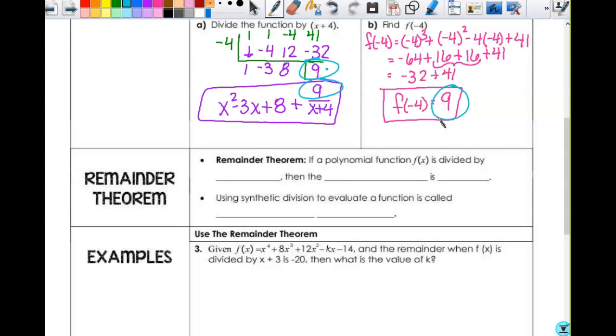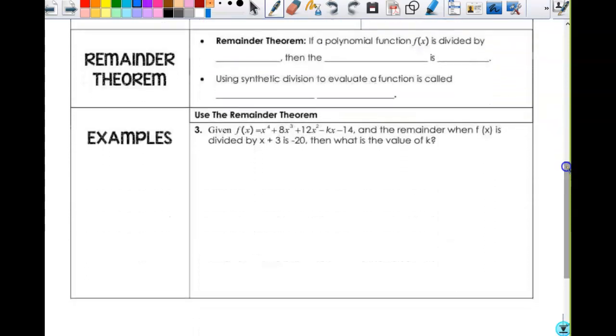So the remainder theorem then, off of that, says if a polynomial function is divided by x minus c, then the remainder is f of c. Okay. That's why when it divides evenly and you don't have a remainder, it's actually a factor. That's when your remainder is 0. So anytime you use synthetic division to evaluate the function, it's called synthetic substitution.